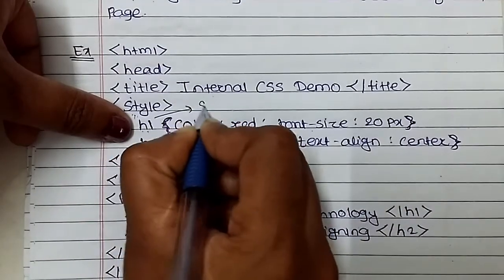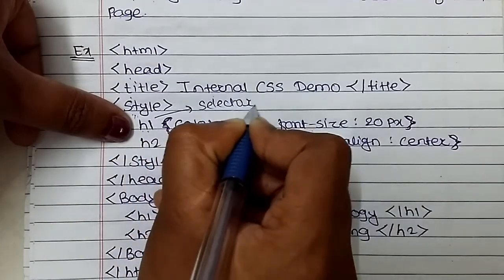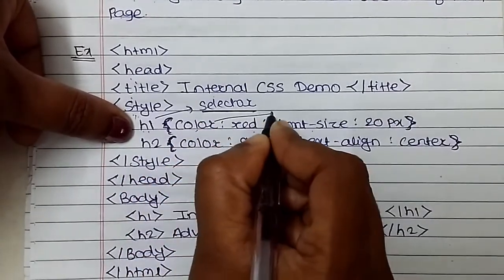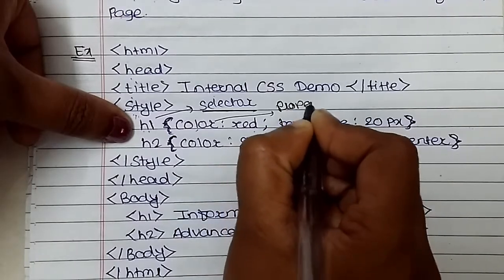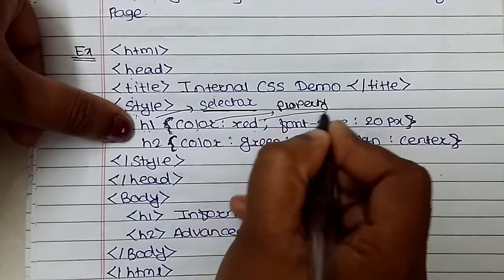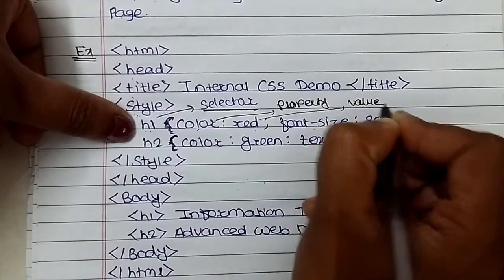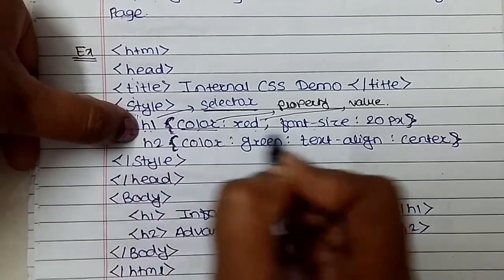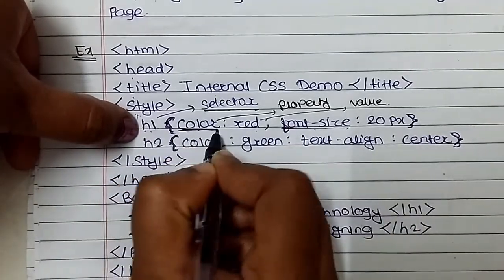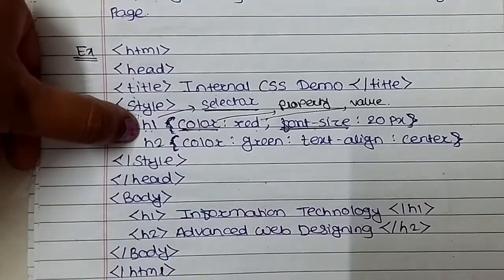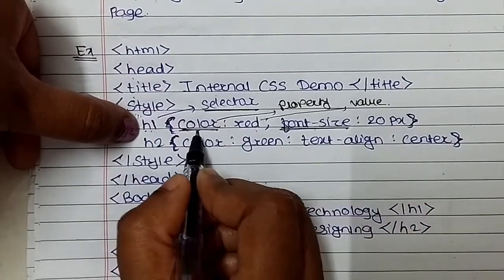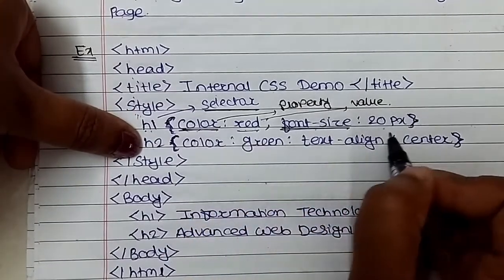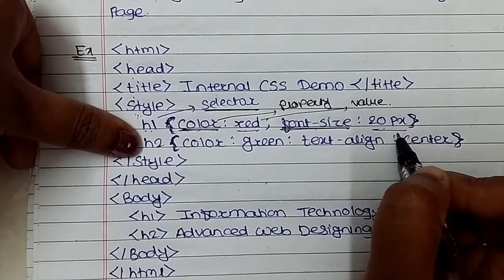What is h1 here? H1 is the selector, correct? And what is color here? Color is the property, and red is the value of that property. How many properties are there for h1? That is 2, color and font size. Two properties are set for h1: color is set to red, and font size is 20 pixels. So red and 20 pixels are the values of those properties.